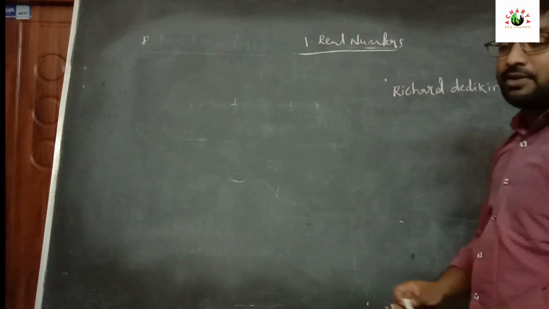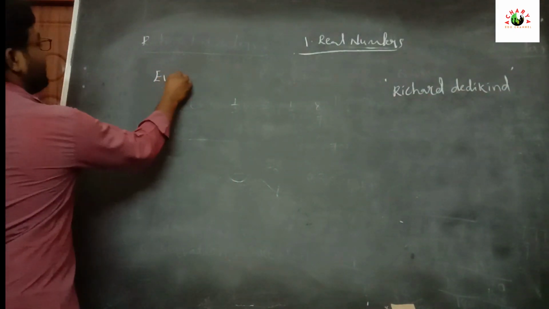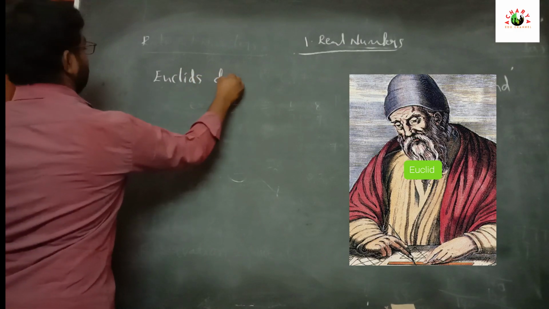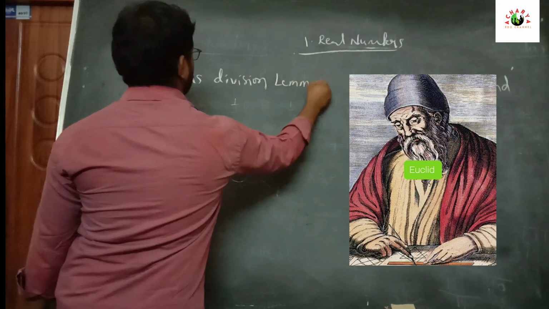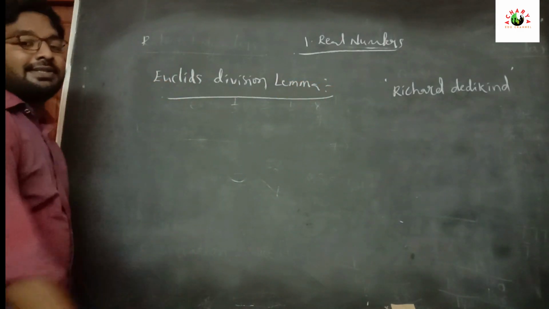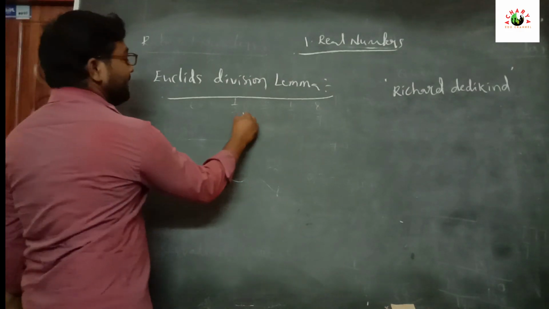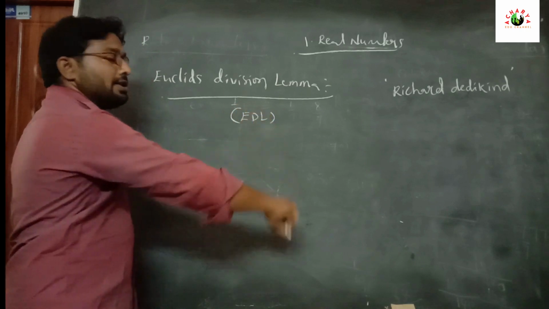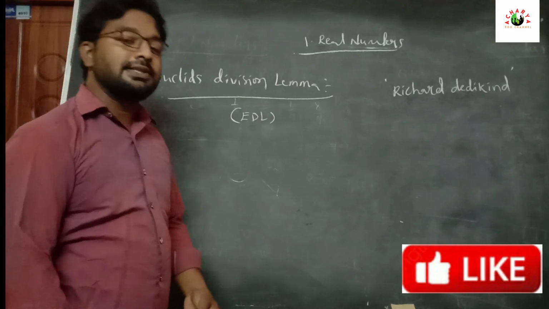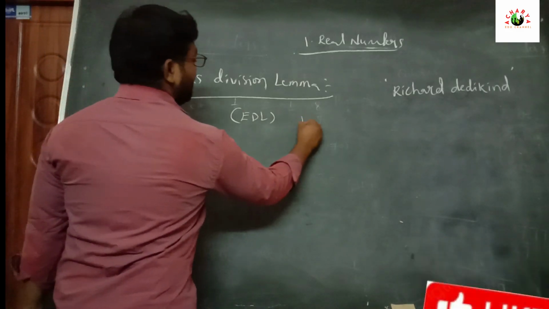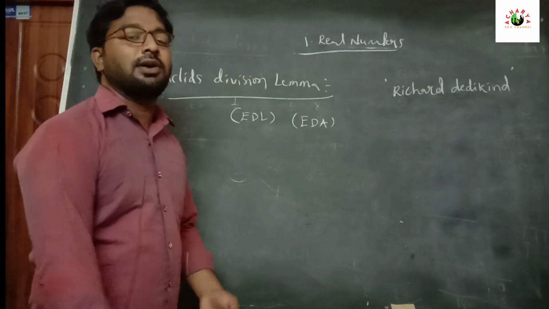In this chapter, the first topic is Euclid's Division Lemma, in short EDL. Sometimes we also call it Euclid's Division Algorithm, that is EDA. So, what is Euclid's Division Lemma or Euclid's algorithm?